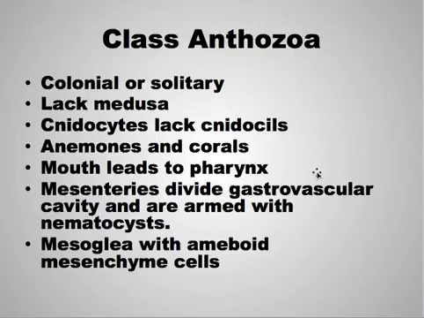The anthozoans are colonial or solitary. It's more distinctive that they're colonial because most of the sea jellies are not. They do lack a medusa form, and the cnidocytes lack cnidocils, so the little trigger is not there. So these guys are existing only in the hydra form. That means that these are the anemones and the corals. They're still toxic, they still have a sting to them, but they're not firing like the others are.